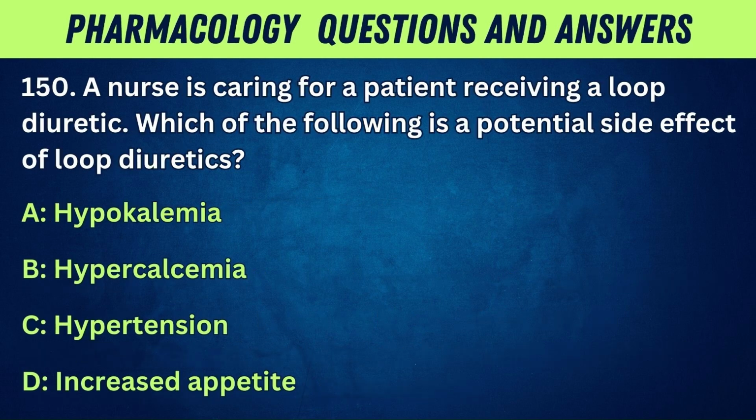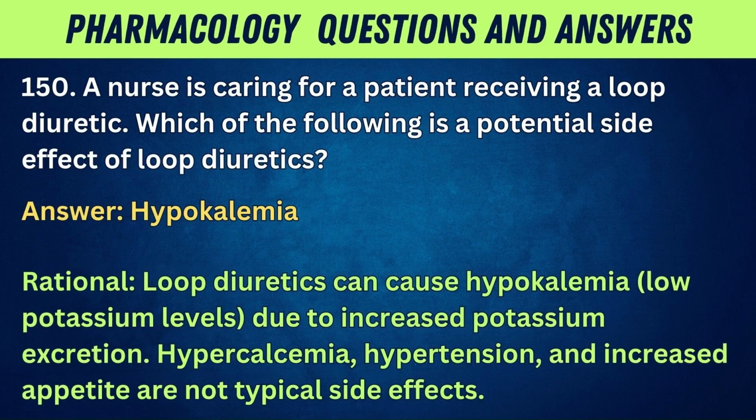150. A nurse is caring for a patient receiving a loop diuretic. Which of the following is a potential side effect of loop diuretics? A. Hypokalemia. B. Hypercalcemia. C. Hypertension. D. Increased appetite. Answer: Hypokalemia. Rationale: Loop diuretics can cause hypokalemia, low potassium levels, due to increased potassium excretion. Hypercalcemia, hypertension, and increased appetite are not typical side effects.